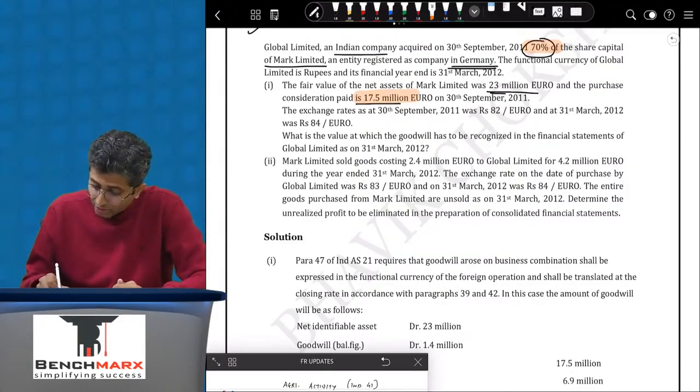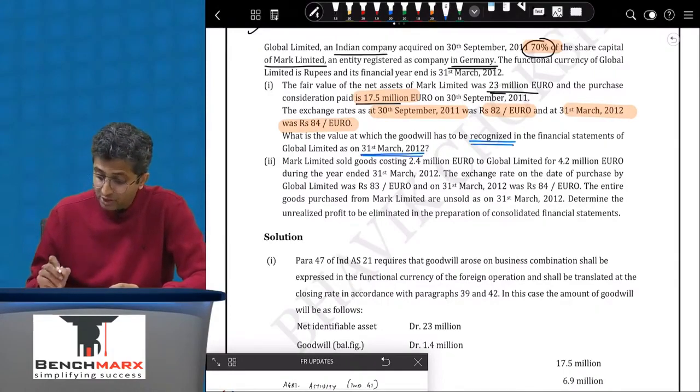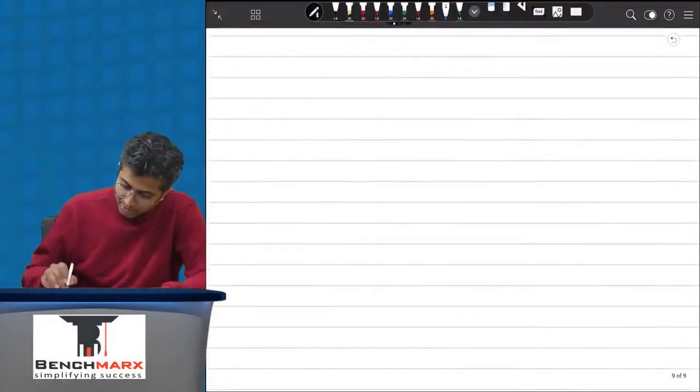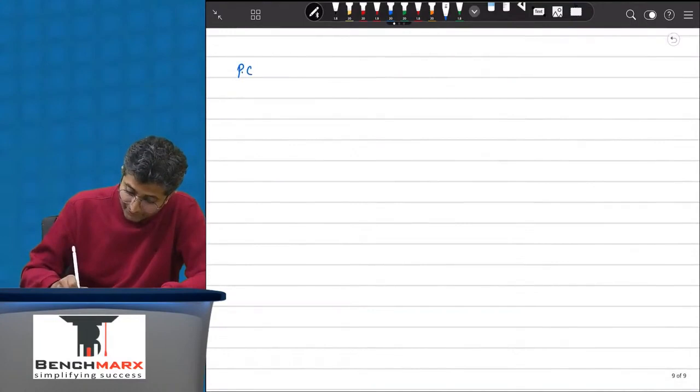The exchange rate on 30th September, that is the acquisition date, is 82, and on 31st March 12 is 84. What is the value at which goodwill has to be recognized in the financial statements of Global as on 31st of March 2012? Over here it will be recognized first in euro.